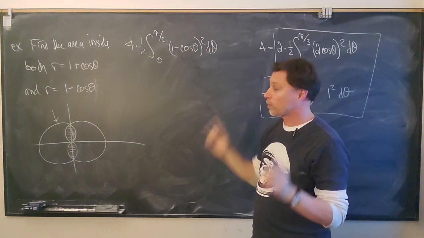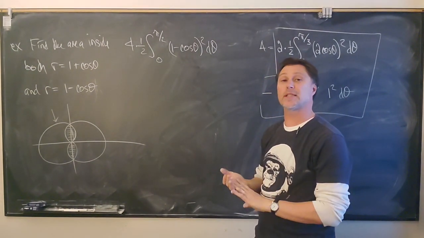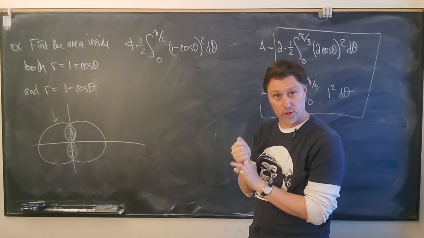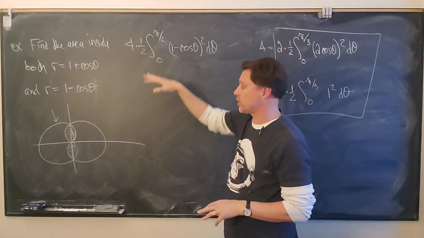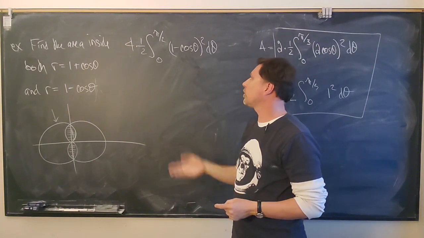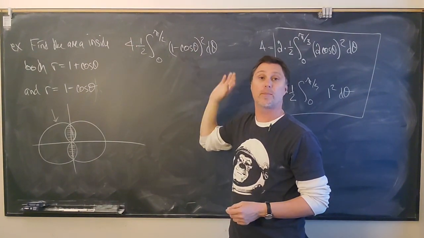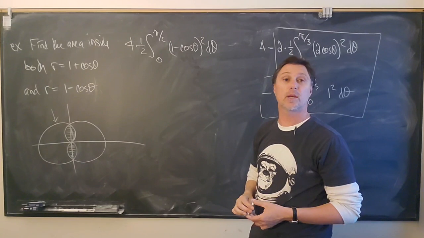And so, remember, the important part here is being able to set this up, which means that you need to be able to sketch the curves and find the intersections so that you can find the limits of integration. And then, typically, you're going to have a cosine or a sine squared. Make sure to apply the appropriate identity to compute the integral.